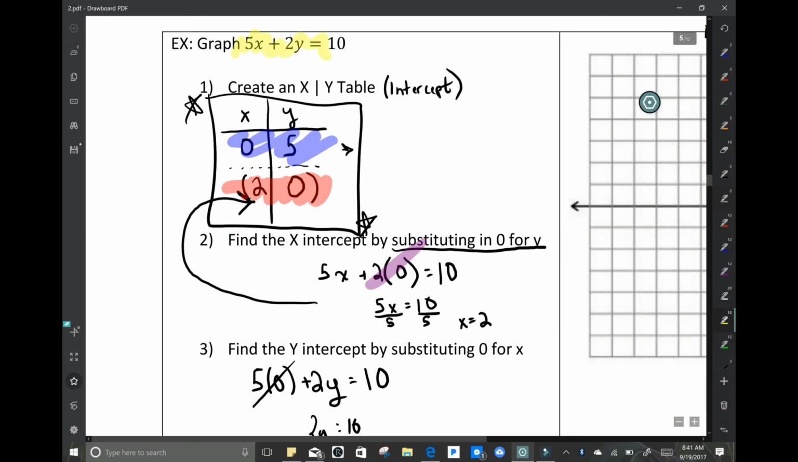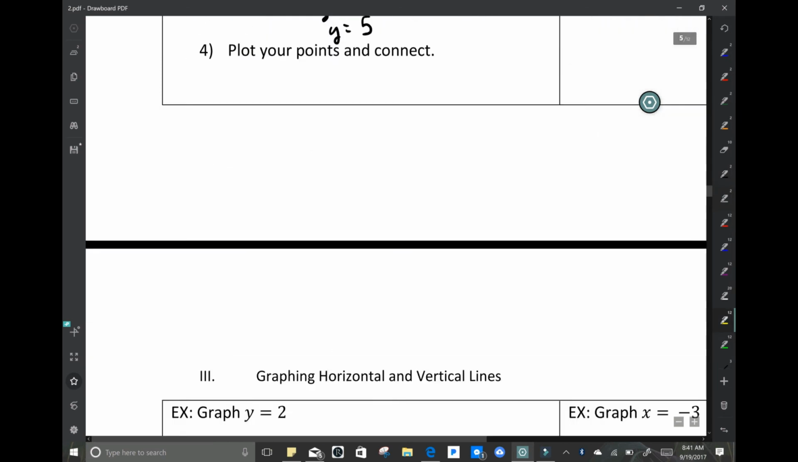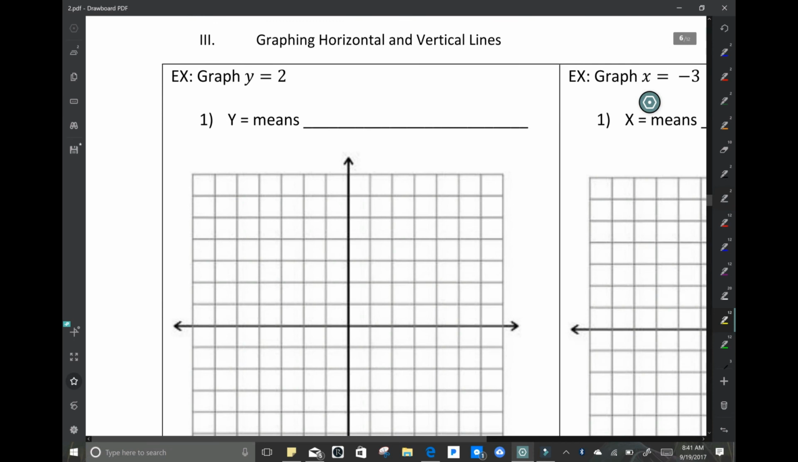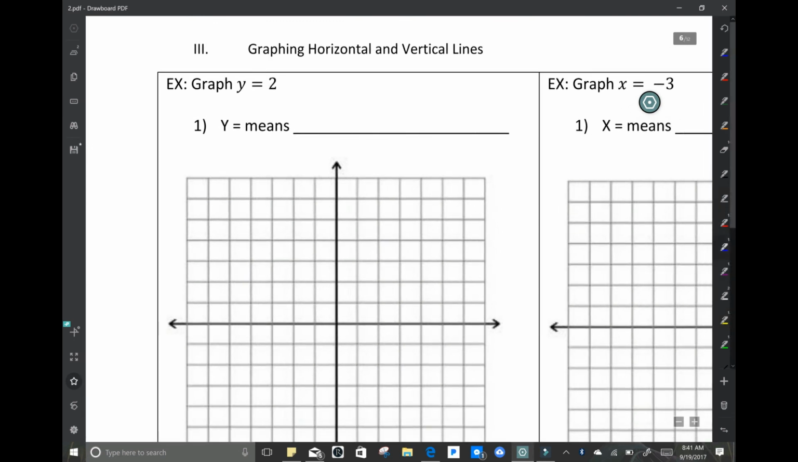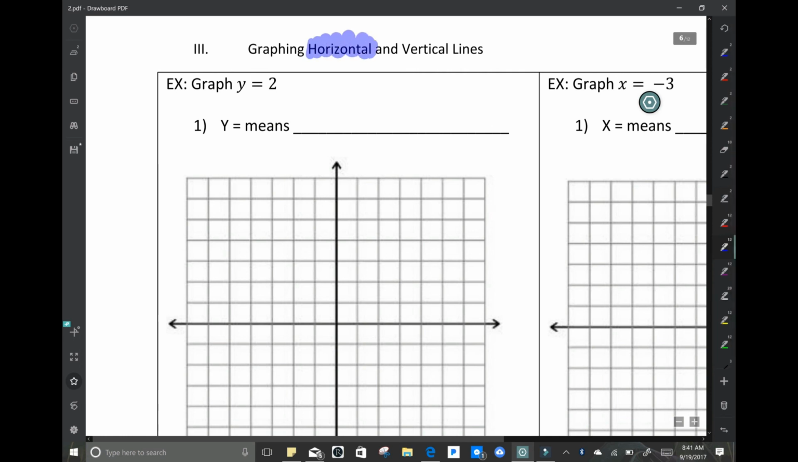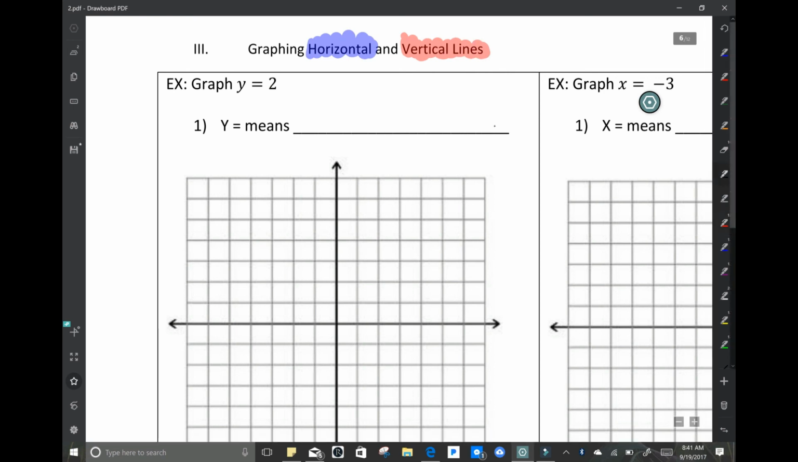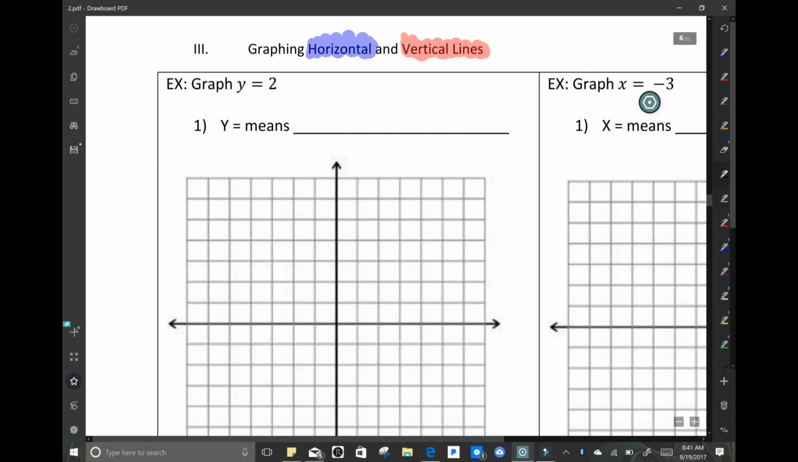For standard form. Okay. The last bit of knowledge I wish to instill in you today is horizontal and vertical. I told you guys yesterday, these are the things that students forget even as seniors. Well, not you guys. You're going to remember because Mr. Dvorsky told you so. Graph y equals 2. Y means horizontal.